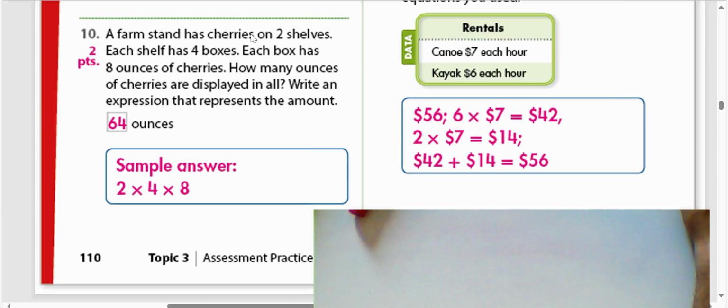A farm stand has cherries on 2 shelves. Each shelf has 4 boxes. Each box has 8 ounces of cherries. How many ounces of cherries are displayed in all? We can write the product 2 times 4 times 8. 2 times 4 is 8, 8 times 8 is 64. And we have another example here.